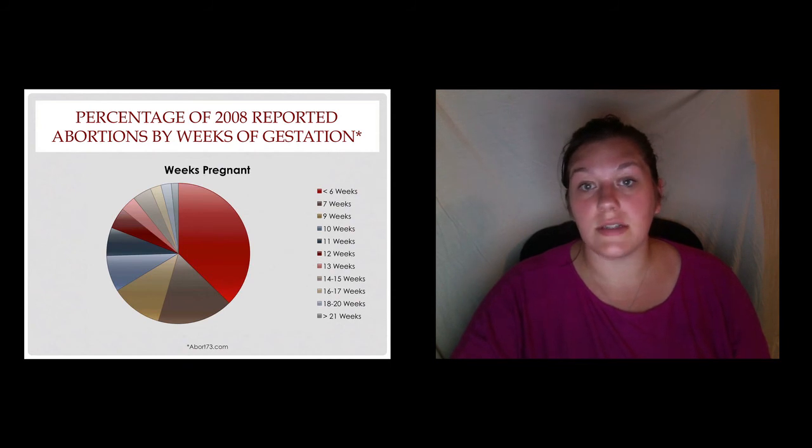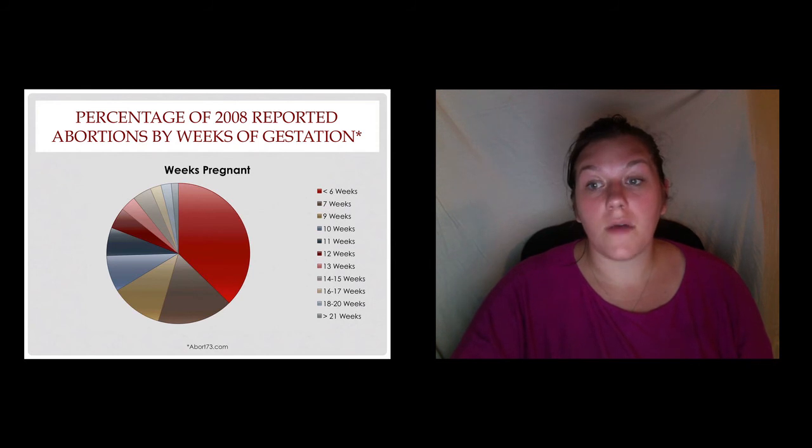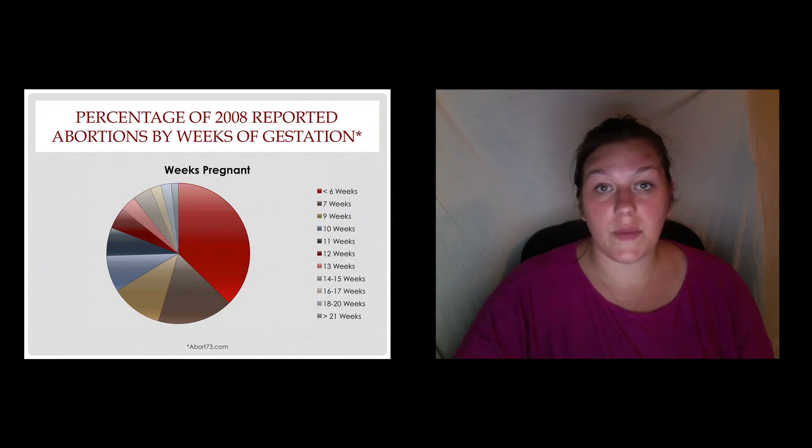Now that you know how it's done and the definition of abortion, let's move on to some statistics and numbers behind abortions. Here I have information gathered from abort73.com of the percentage of 2008 reported abortions by weeks of gestation. This simply means how far along in the pregnancy the abortions were completed. Here you can see that generally and most commonly abortions are completed 6 weeks and earlier during the pregnancy. The least common and lowest percentage of abortions completed was 21 weeks and greater in the pregnancy, which is about halfway through a pregnancy.